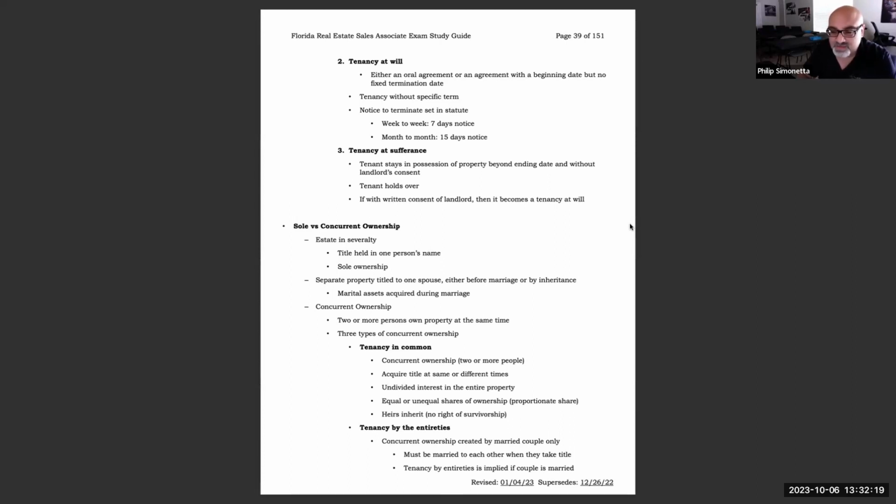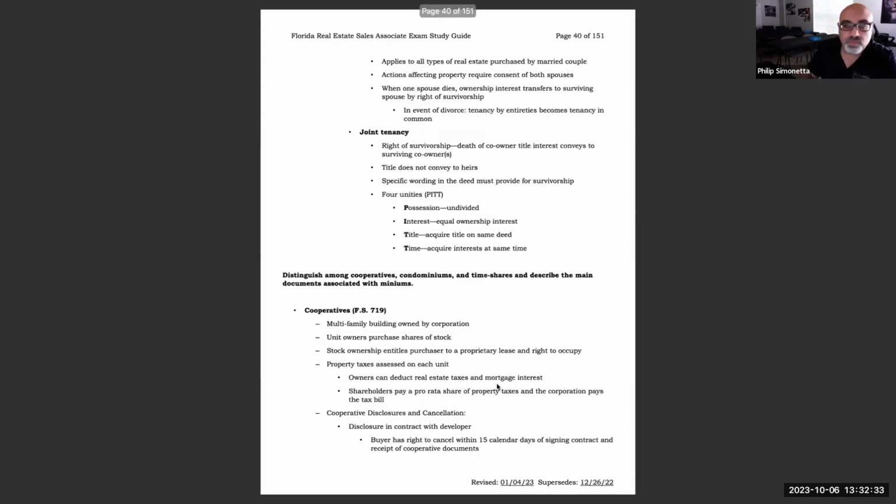Okay, so tenancy by the entireties is implied if a couple is married. So if somebody's married and they're getting a house, this is going to be the deed. This is going to be the ownership type that they get automatically, unless they want it differently, right? It applies to all types of real estate purchased by married couples. It could be residential, commercial, land, everything.